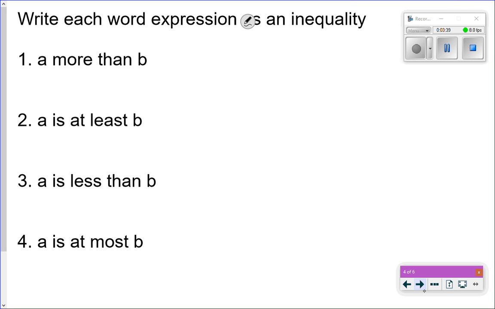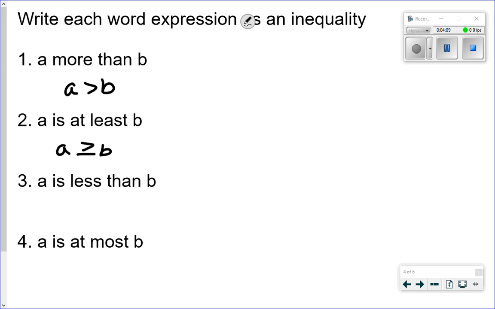Okay, it says write each word expression as an inequality. So I need to write A is more than B as an inequality. More than is an indication of greater than, so it's going to look like this. More than means greater than. A is at least B. That means A is either equal to B or is greater than, so greater than or equal to would be my inequality sign for that one.